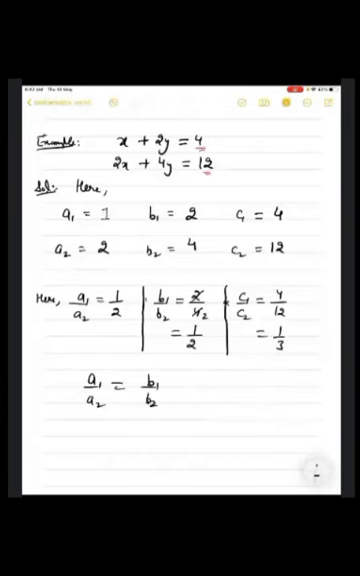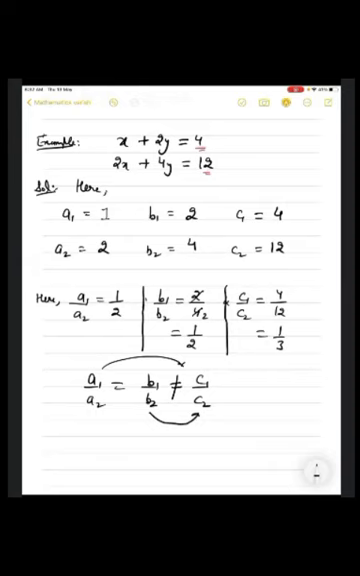What has happened here? Which are equal, which are not equal? A1 upon A2 is equal to B1 upon B2. Are they equal? Yes. A1 upon A2 is not equal to C1 upon C2. Also B1 upon B2 is not equal to C1 upon C2. But A1 upon A2 is equal to B1 upon B2.